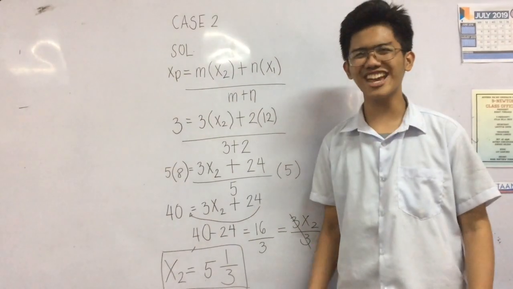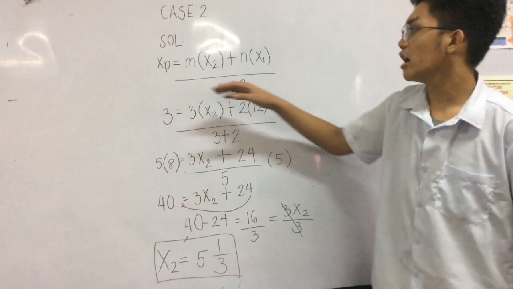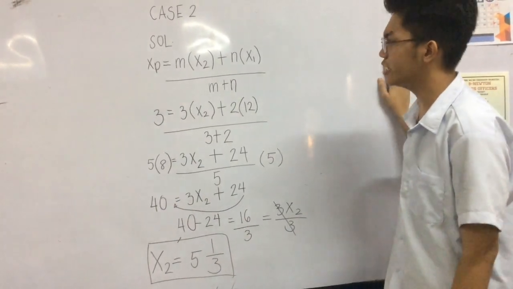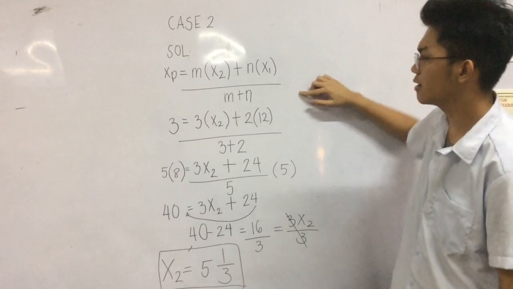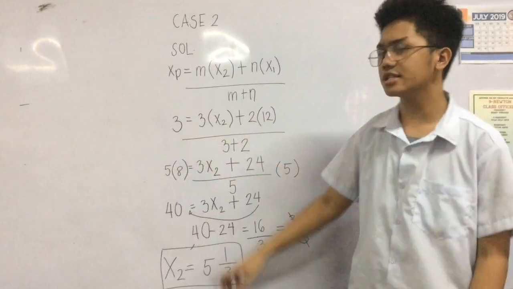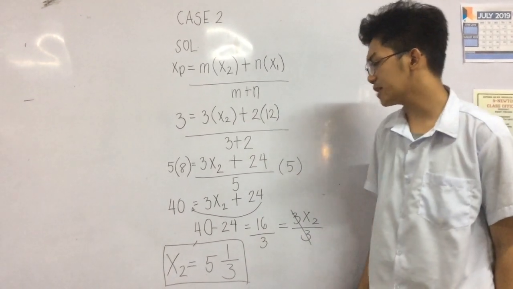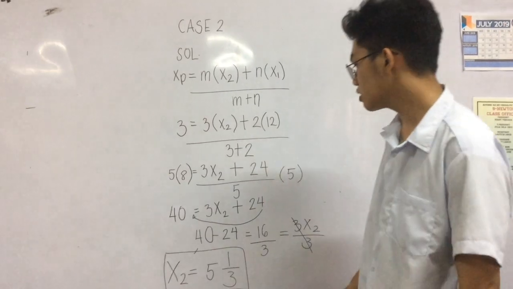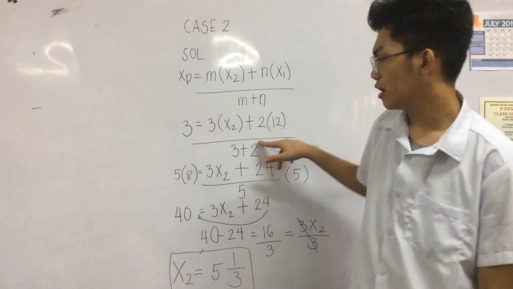We're now solving for case 2 x sub p. The formula for x sub p is equal to m times x sub 2 plus n times x sub 1 over m plus n. We will now exchange the given. It is equal to 3 is equal to 3 times x sub 2 plus 2 times 12 over 3 plus 2. We will now multiply both sides by 5 since we are trying to cancel our denominator.